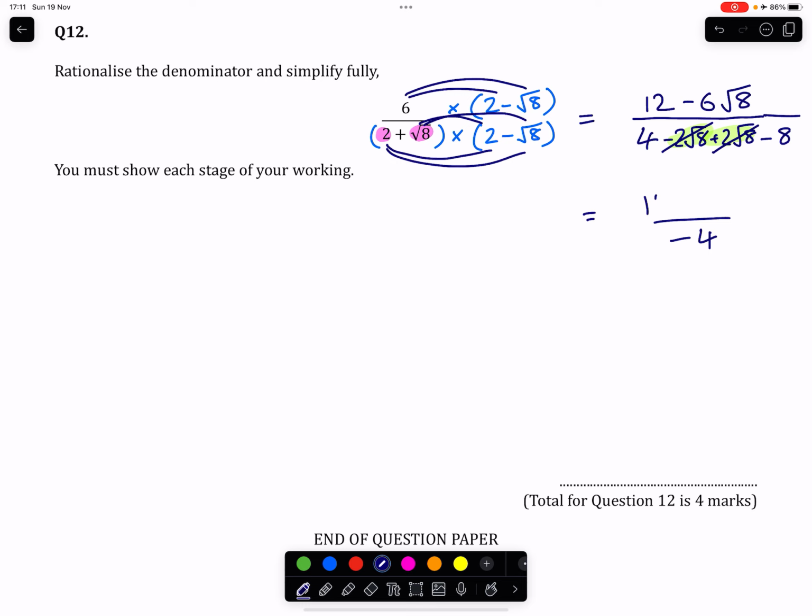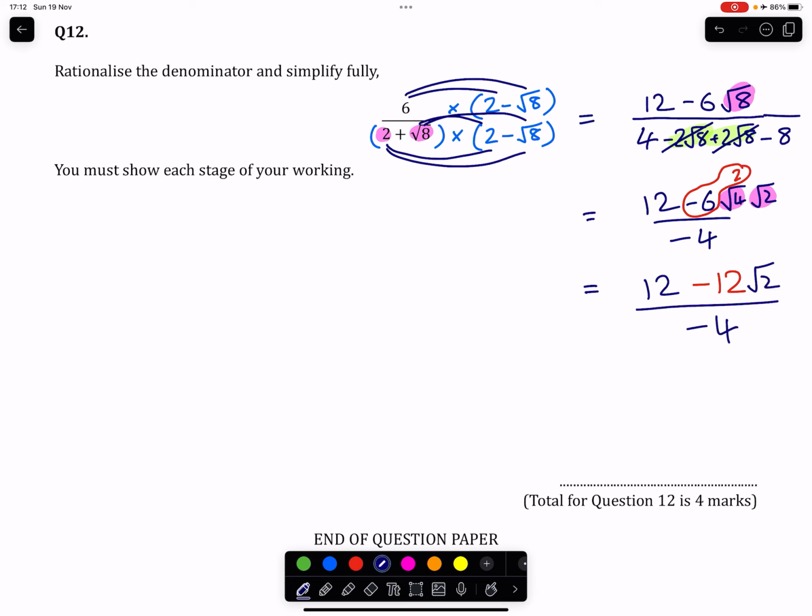On the top, now's the time to simplify our root 8, or root 8 being a root 4 times root 2, which is multiplying a 6. That root 4 is then going to turn into a 2, and our negative 6 times 2 is going to give us a negative 12, stuck to that root 2, all over minus 4. As it stands, we have numbers here that can be divided by minus 4 straight away, so you could just jump to our final answer.